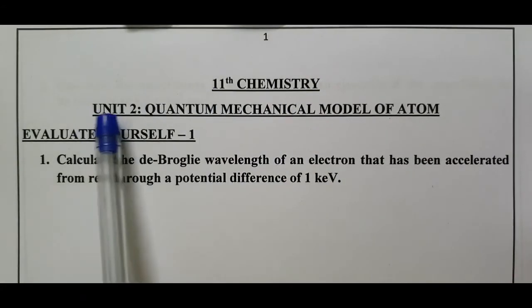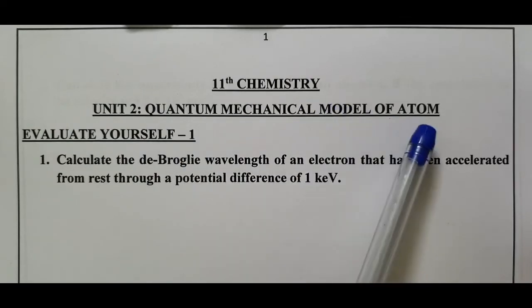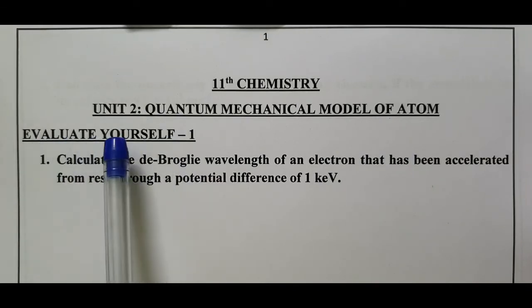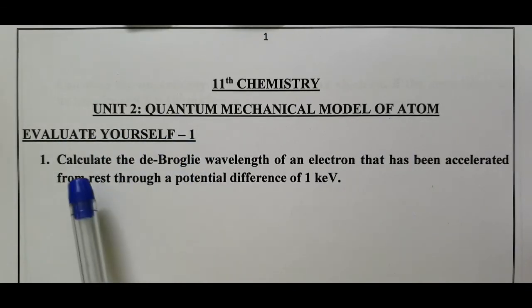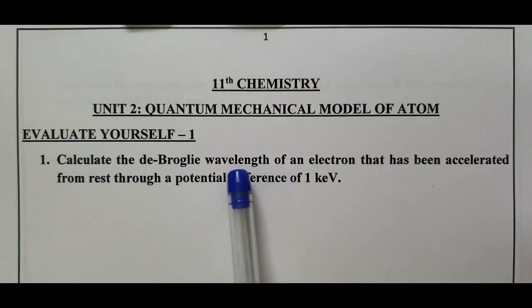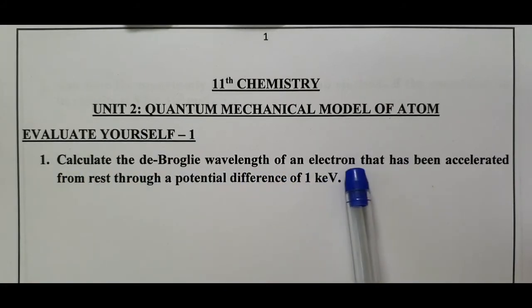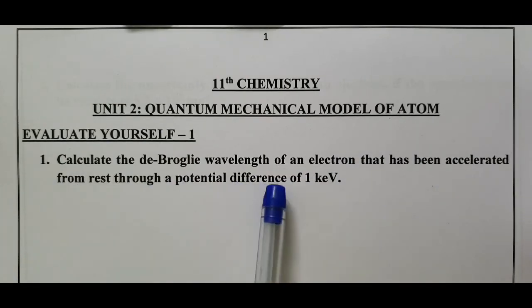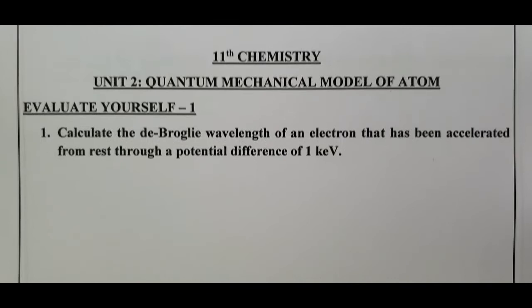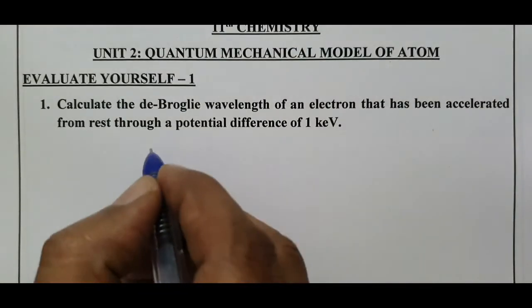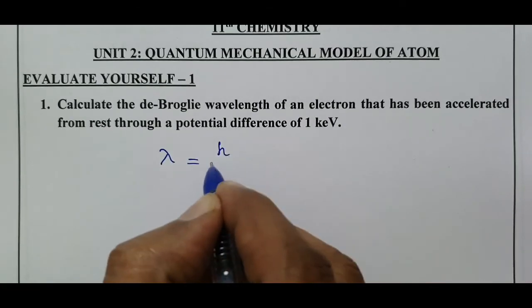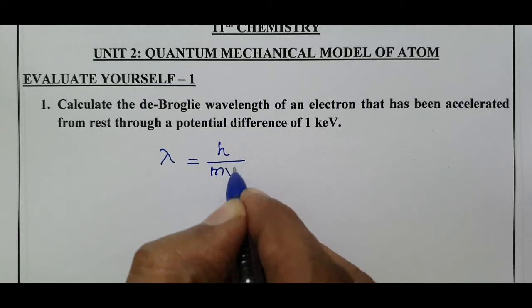11th Chemistry, Unit 2, Quantum Mechanical Model of Atom. In this, we are going to discuss Evaluate Yourself 1. Calculate the de Broglie wavelength of an electron that has been accelerated from rest through a potential difference of 1 kilo electron volt. To calculate the de Broglie wavelength, lambda equals h divided by mv.